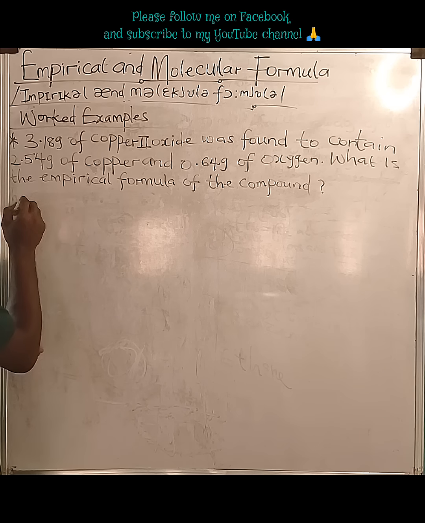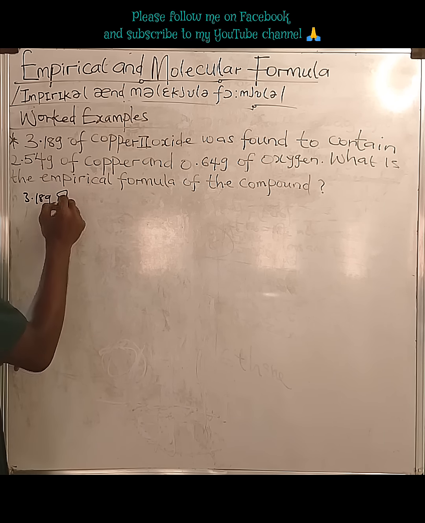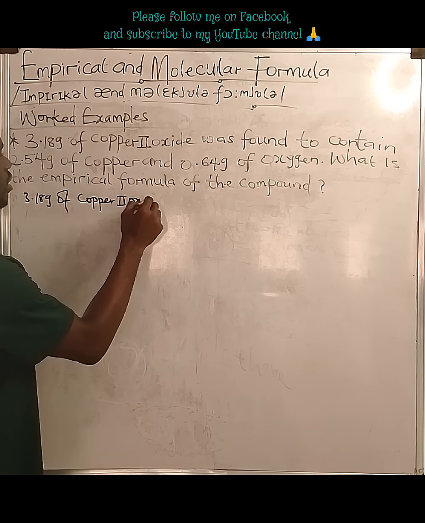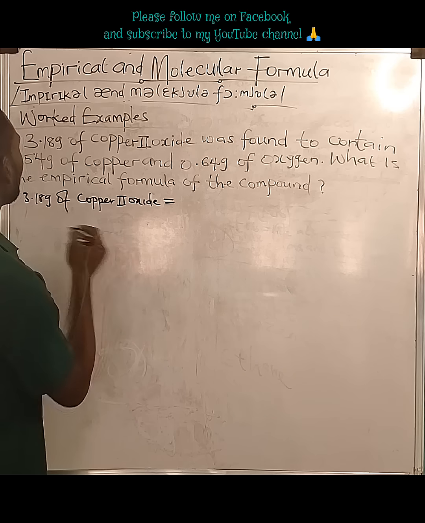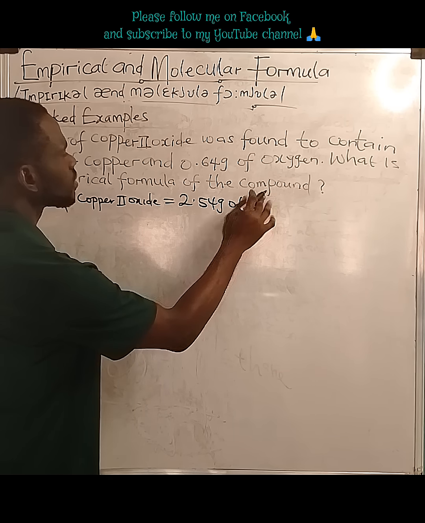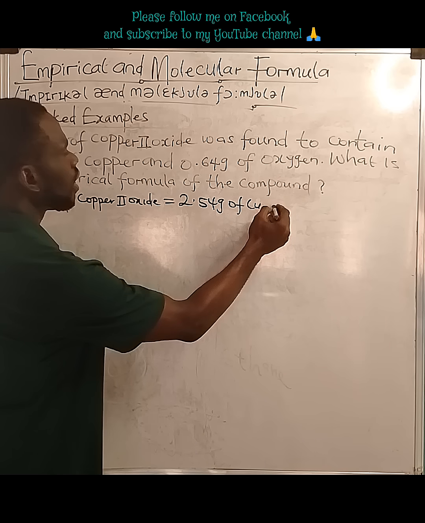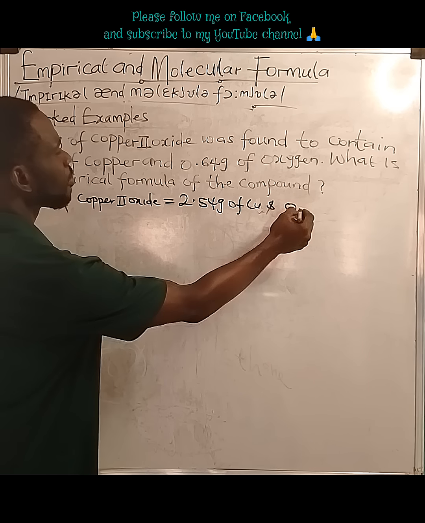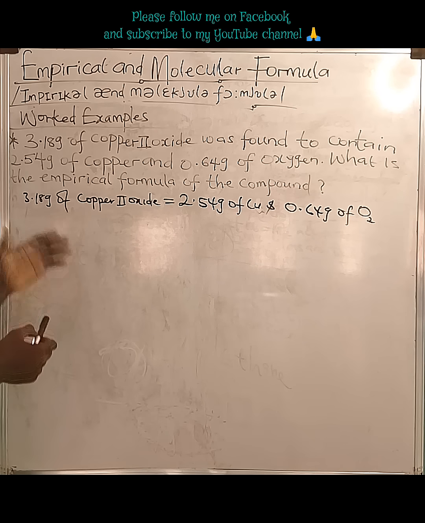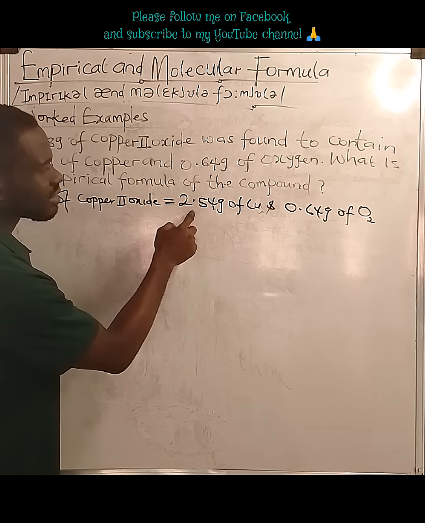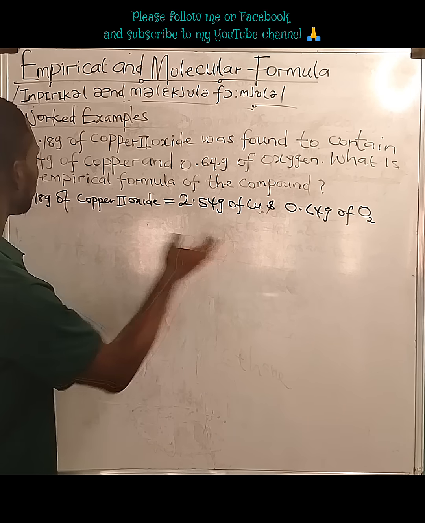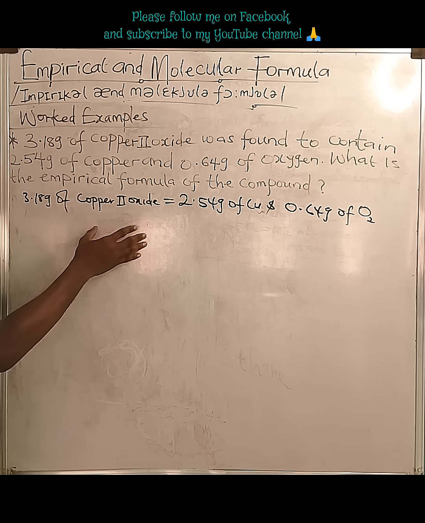So as you can see, 3.18 gram of copper(II) oxide contains what? It contains 2.54 gram of copper, and what else does it contain? 0.64 gram of oxygen. So we are asked to write the chemical formula for this. Now don't forget something: when you add those two together, 2.54 gram and 0.64 gram, you will get 3.18 gram of copper(II) oxide.